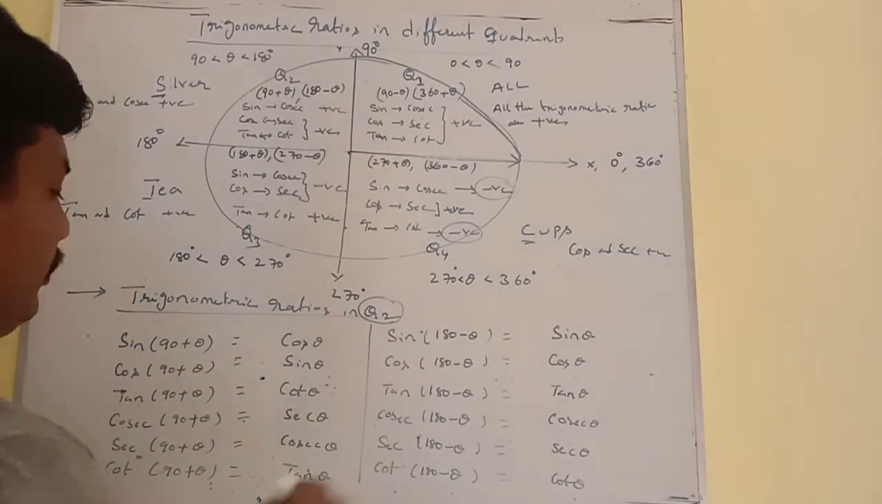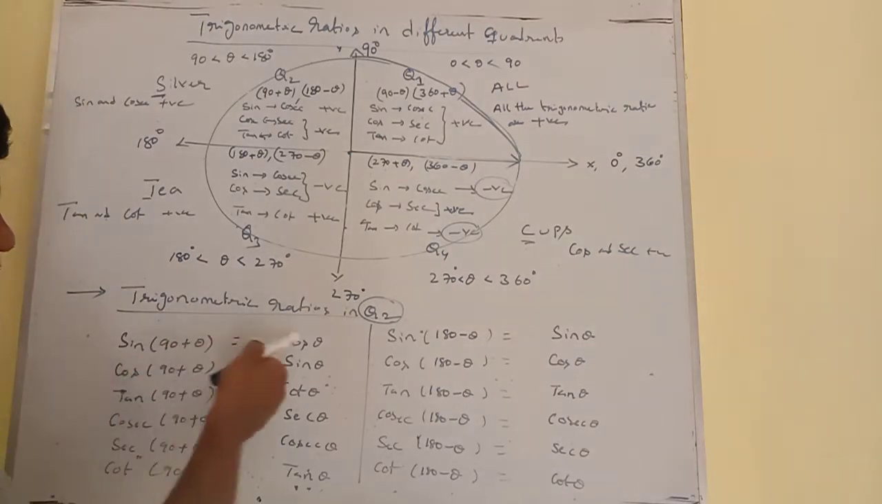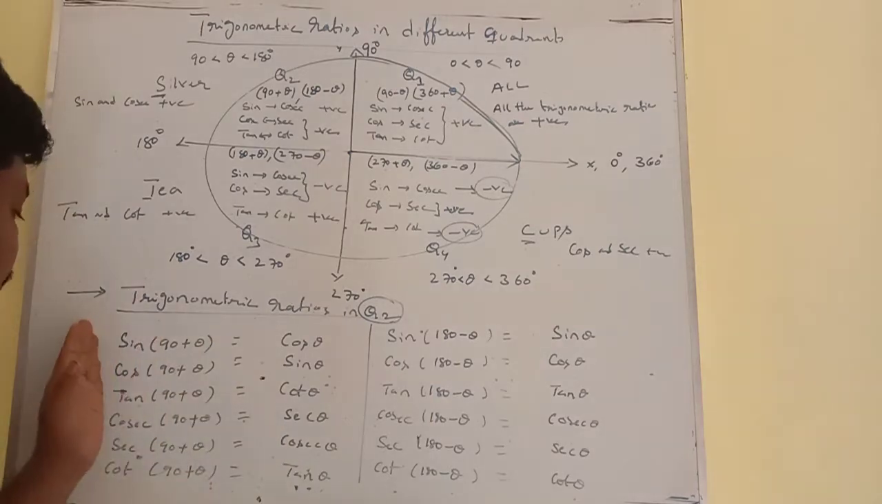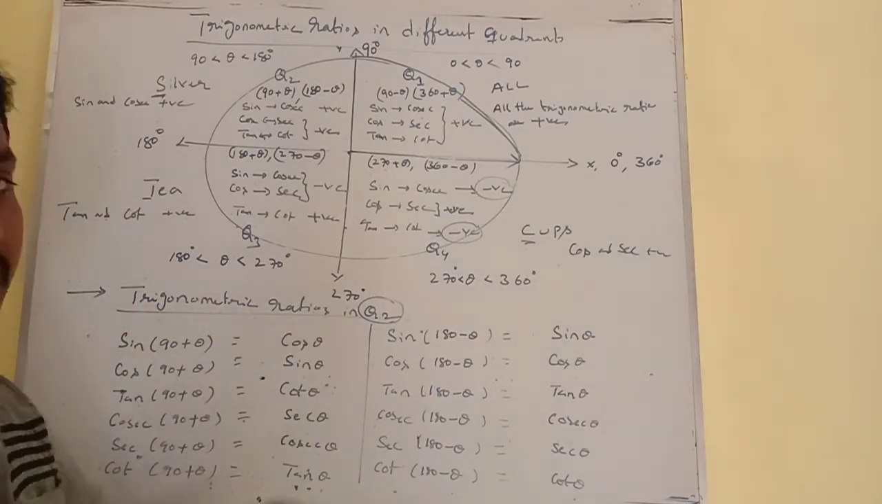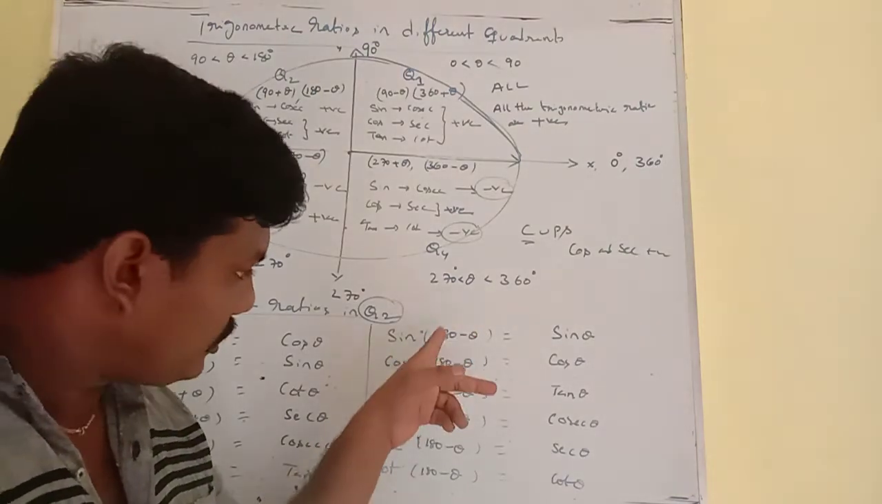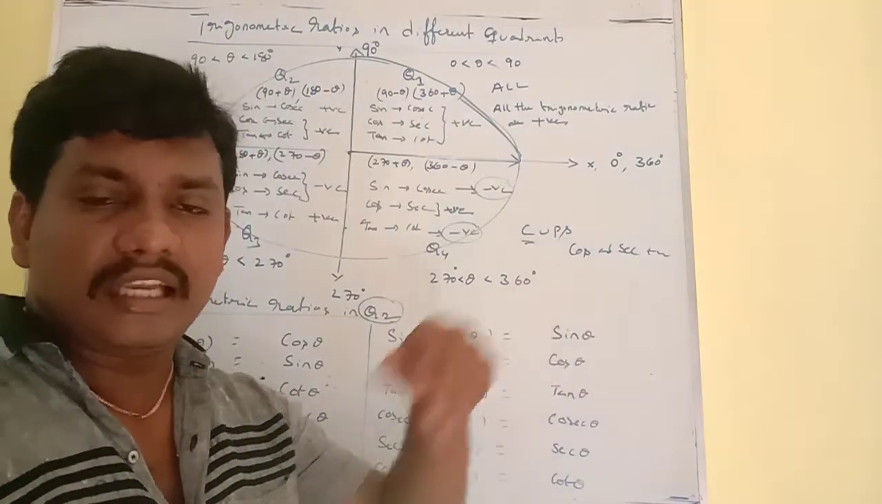This is also odd multiples of 90. So when we get odd multiples of 90, we get complementary ratios. When we get even multiples of 90, that is 2 times 90, which is 180, we get the same trigonometric ratio.